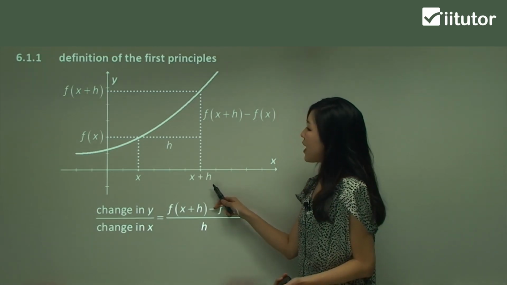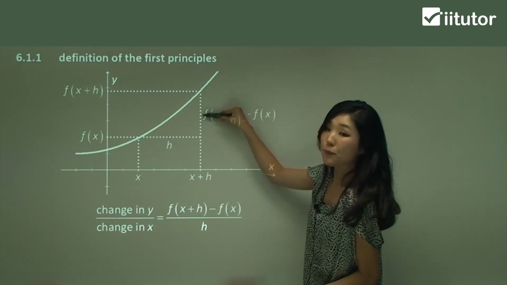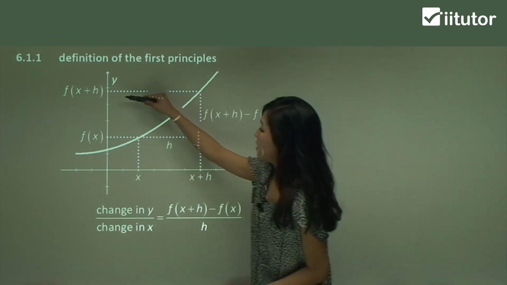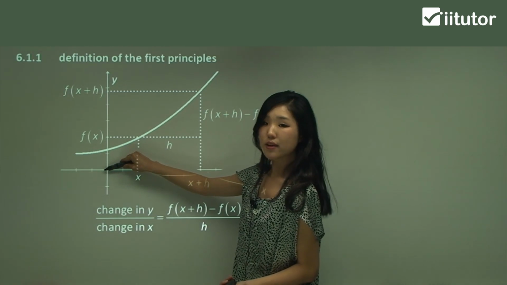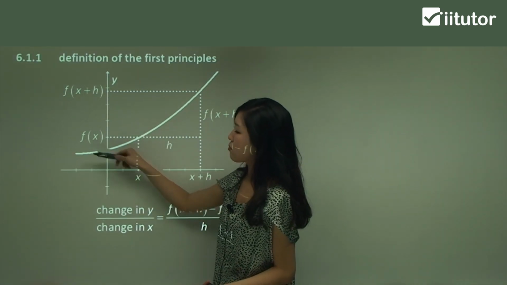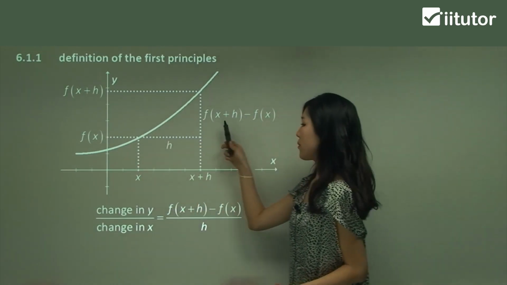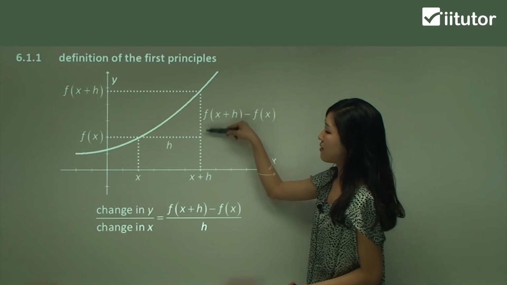Okay. Now let's consider this length over here, just that length over here. This length would be this full length minus that length, right? Which is going to be f(x plus h) minus that length, which is f(x), isn't it? Which is what we have here. f(x plus h) minus f(x). That's the length of this.